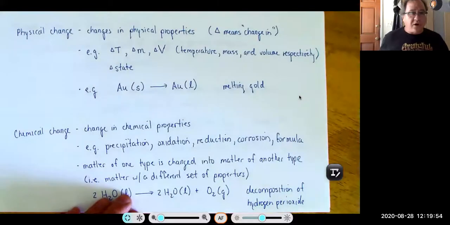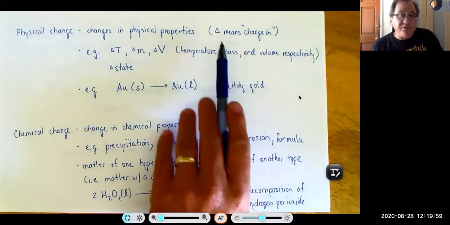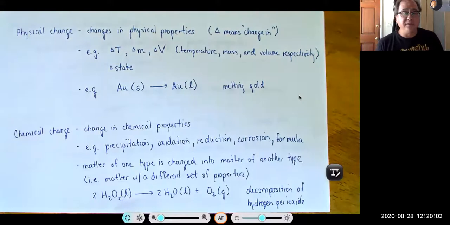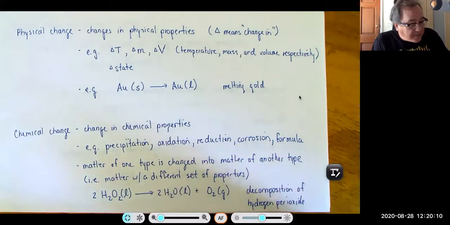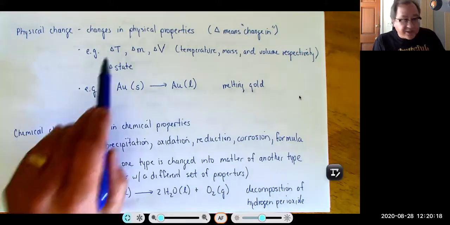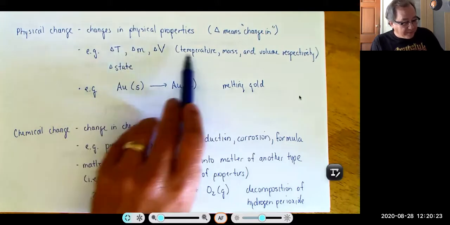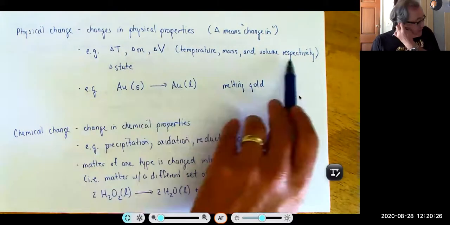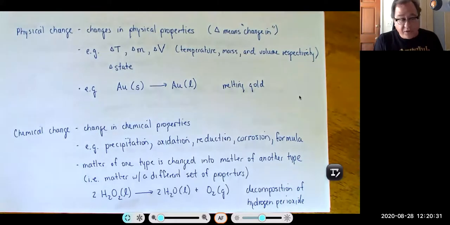Okay, so let's start off with the physical change. This is a change in a physical property. And you're going to see me use this symbol a lot in this class, a triangle. That is the Greek symbol delta. There's an uppercase delta and a lowercase delta. I'm not sure which this one is, but it means change in. So this would be a change in temp, a change in mass, a change in volume. So T for temp, M for mass, and V for volume respectively. You'll notice the V looks taller than the M because it's an uppercase, whereas the M is a lowercase.